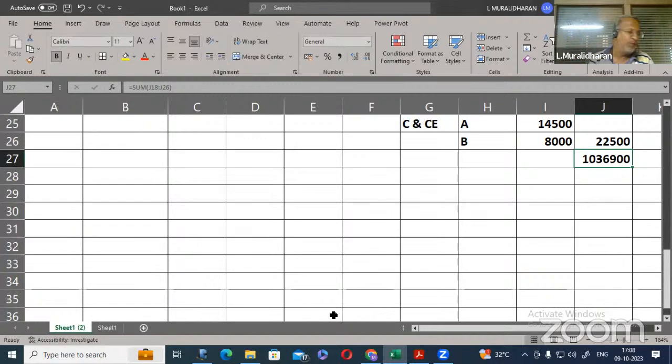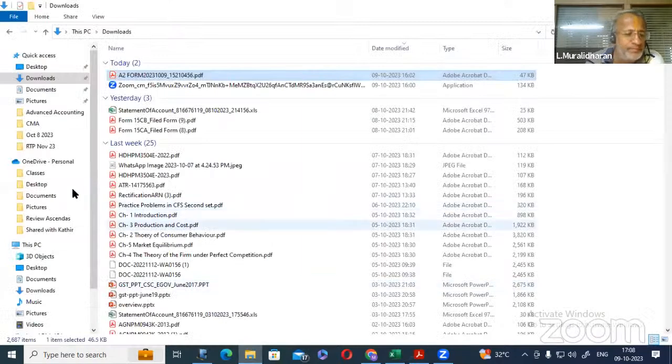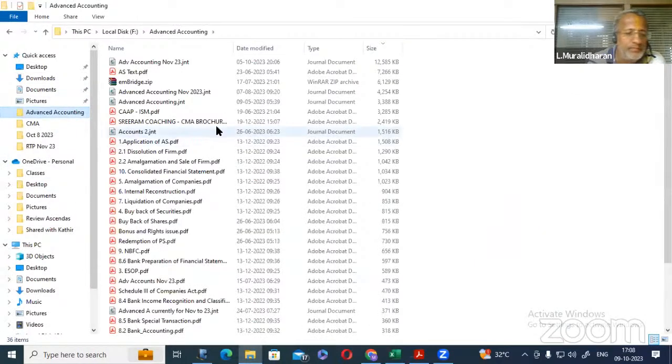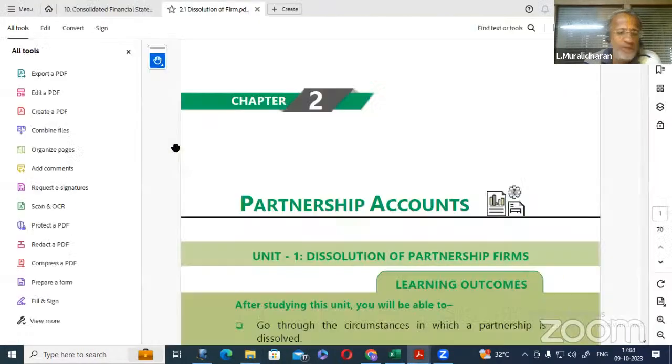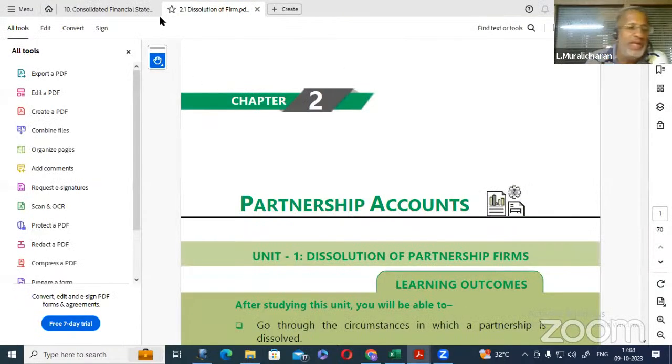Now, let us take up partnership, dissolution of firm. Now consolidated financial statement is over. In a particular class of only 3 hours, the entire thing I have to cover except AS would mean that is too short a time. But we have to give the best.